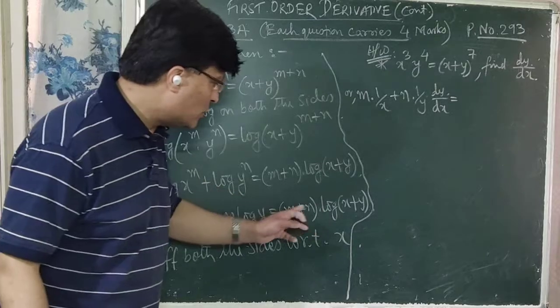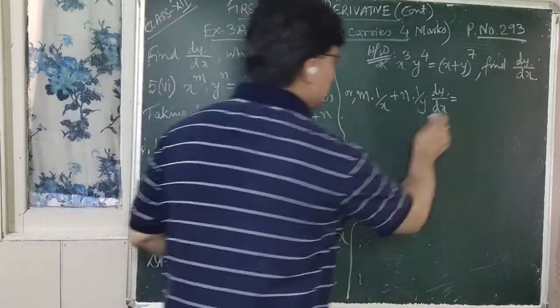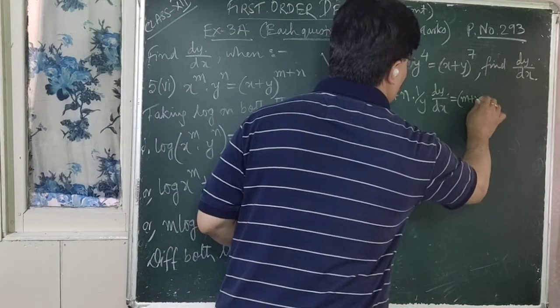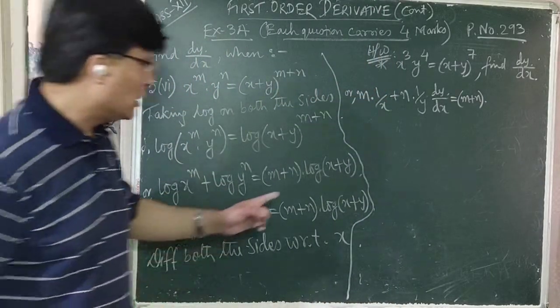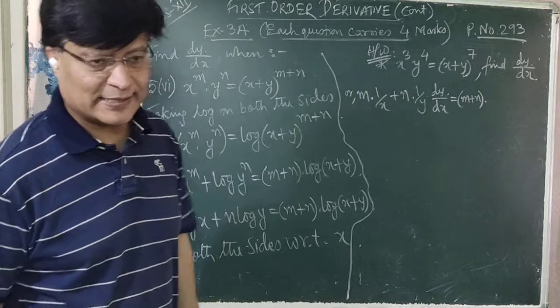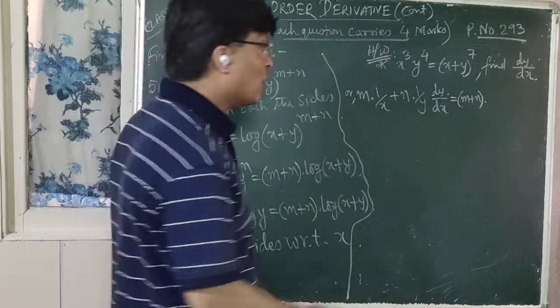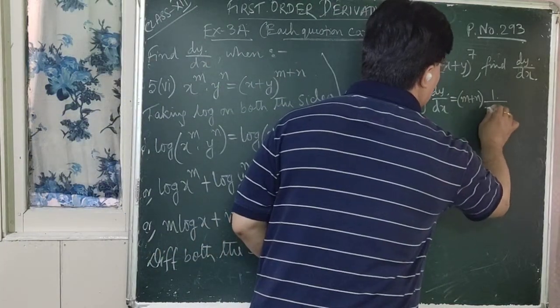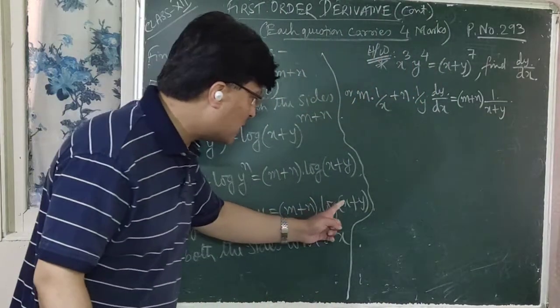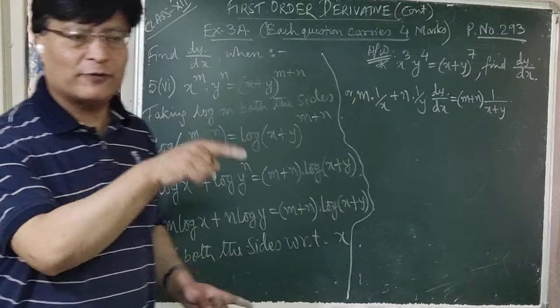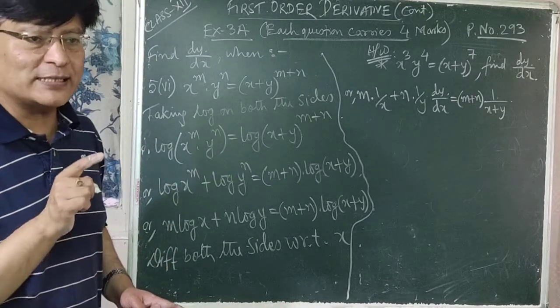Now on the right hand side, which is constant here? m plus n. It is kept as it is and remains the same. m plus n into, now differentiate log of x plus y. You should take it as log x, right? What is the differentiation of log x? 1 upon x, but here it is 1 upon x plus y. Which function is taken as x? x plus y. Again you have to differentiate that term which is assumed as x.